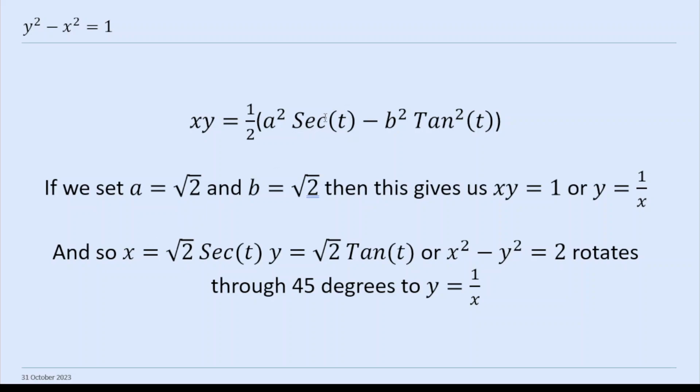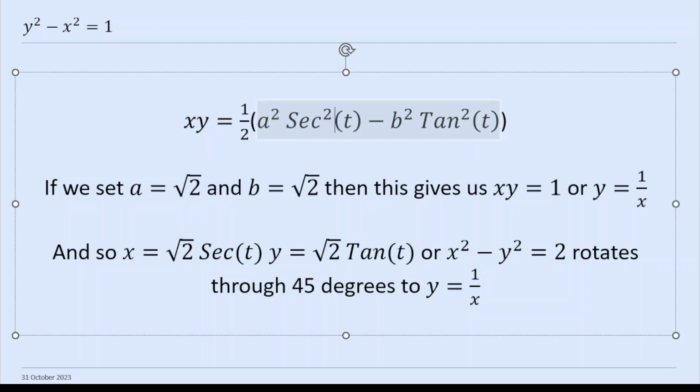So here it is. We'll put this squared in. If we were to set a equal to root 2 and b equal to root 2, then a squared and b squared would just become 2. And then 2 over 2 just cancels away, and you get sec squared minus tan squared. As we showed earlier, that's just 1. So magically, this comes out to xy equals 1, or y equals 1 over x.